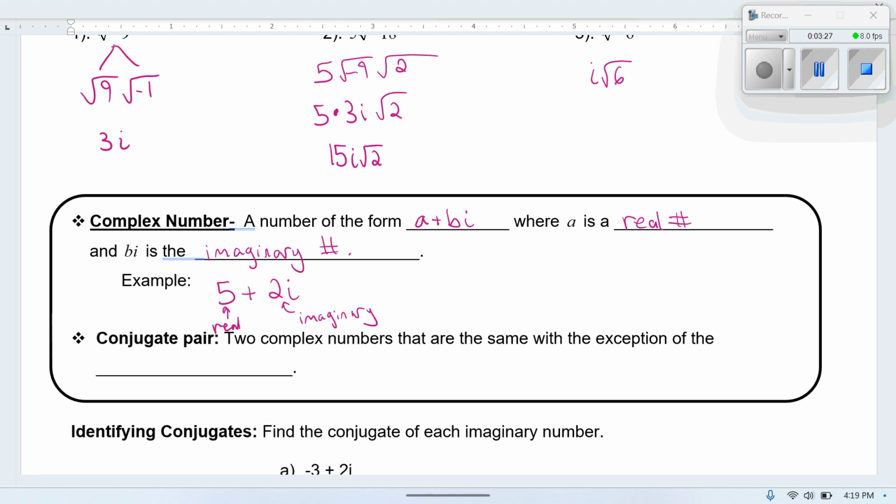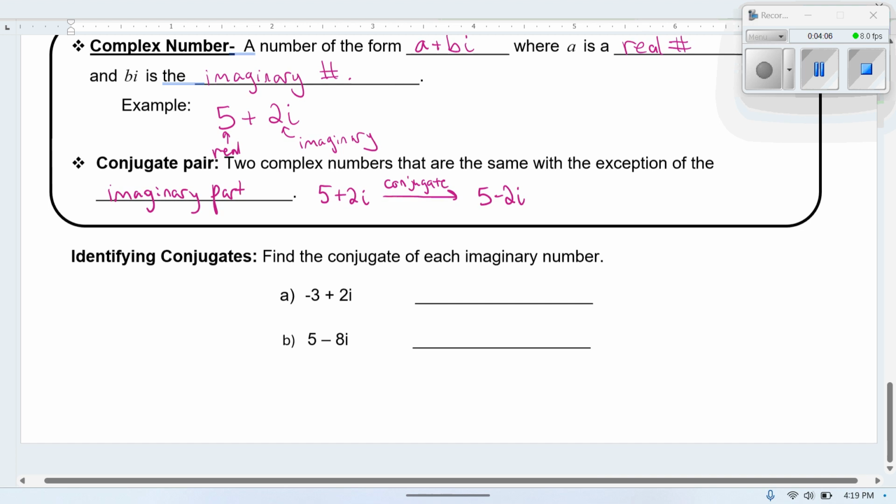Now, complex numbers come in pairs. Those are called conjugate pairs. It's two complex numbers that are almost the same with the exception of the imaginary part. So for example, if you had 5 plus 2i, the conjugate is 5 minus 2i. You only change the part that's imaginary, and that's the part with the i.